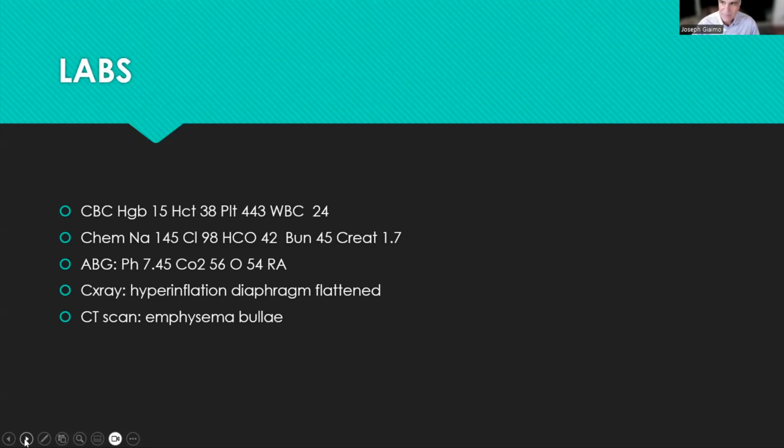Okay, sure. So their hemoglobin is a little elevated. Their hematocrit is 15. Their platelet count is 381. Their white count is elevated. Excuse me, their platelet count is 443. Their white count is mildly elevated. They had not been on steroids prior to this. Their sodium is a little high at 145. Their bicarbonate is elevated at 42, and their BUN and creatinine are slightly elevated.